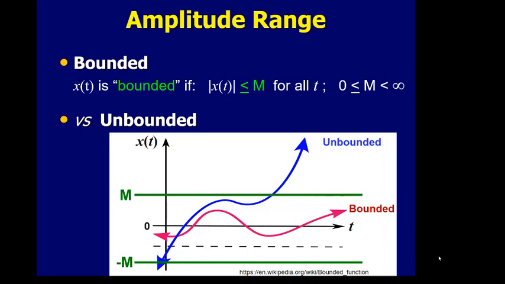Now, a signal is bounded as long as I can define some finite value m that bounds that system. It could be a huge value. It could be 10 million. But as long as it bounds an upper bounds for that signal, we would consider it a bounded signal. Only if the signal goes off to infinity is it unbounded.